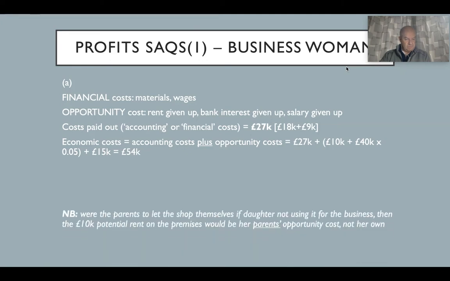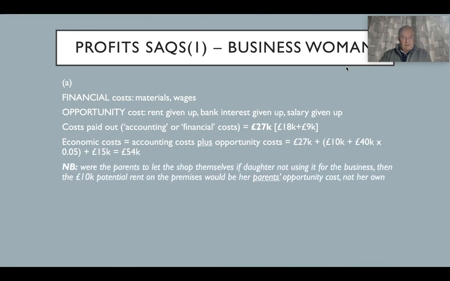Okay, so if we think about some of the other things that we could assume, if the parents were to let the shop themselves, if the daughter was not using it for the business, then there's a potential £10,000 of rent that could be achieved, which again would be the parents' opportunity cost, but not her own. That's worth bearing in mind as far as the question is concerned. Let's take a look at B then.